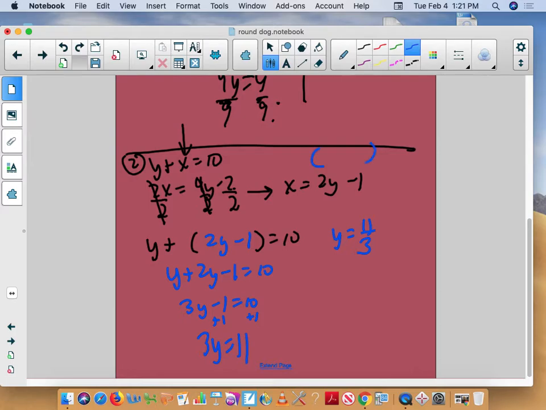So let me start my point. Y is 11 over 3. Does it matter which one you fill it back into? Not really. You can do the top or this one, or let's fill it in here. X is equal to 2y minus 1. So you get 11 thirds. This is like 2 over 1. So I'm going to make this 22 thirds minus 3 thirds, and I get x is 19 thirds.